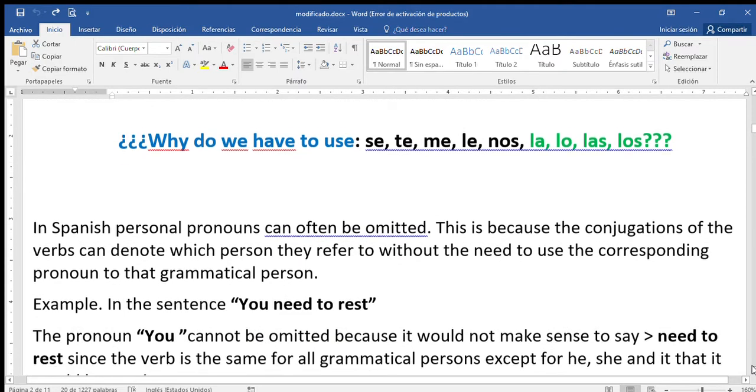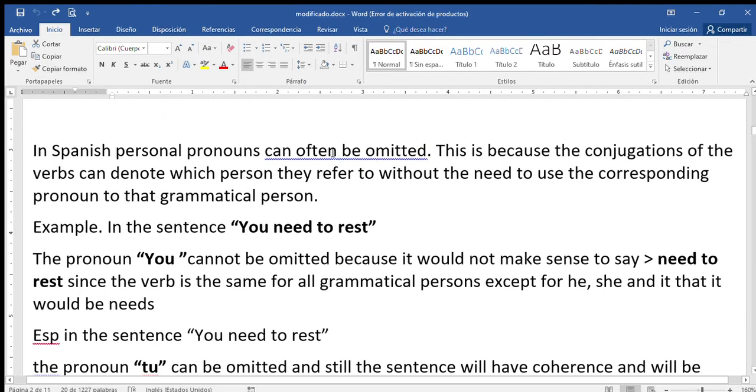Well, here I got something that, according to what I have studied, this is what I think. So, in Spanish, personal pronouns can often be omitted. This is because the conjugation of the verbs can denote which person they refer to without the need to use the corresponding pronoun to the grammatical person.